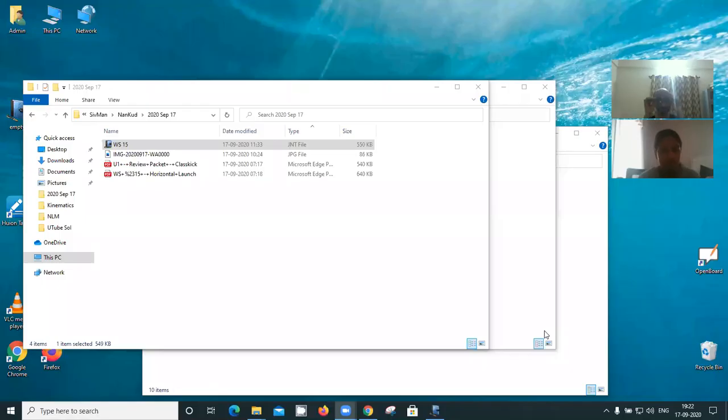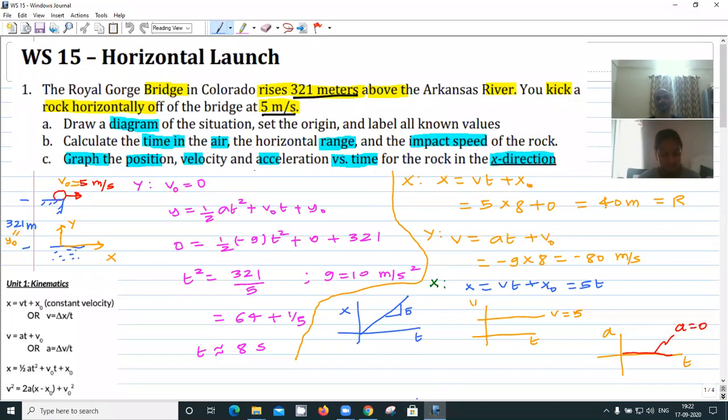Okay, you can see the screen? Yeah. Right.